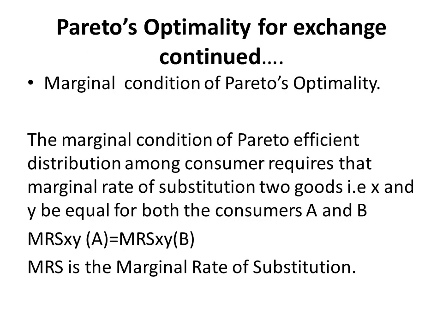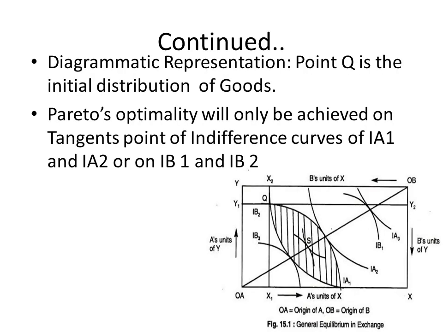And what are the conditions for Pareto's optimality of exchange? We can sum it up as the marginal condition for Pareto's optimality. There are two goods, as we all know, X and Y, and there are two consumers A and B. Now we have to make use of the indifference curve. Suppose a consumer is getting maximum utility from two goods X and Y; that means the marginal rate of substitution for X should be equal to the marginal rate of substitution for Y. The marginal rate of substitution of X and Y for A should be equal to the marginal rate of substitution for B. Marginal rate of substitution, we have studied in our earlier class.